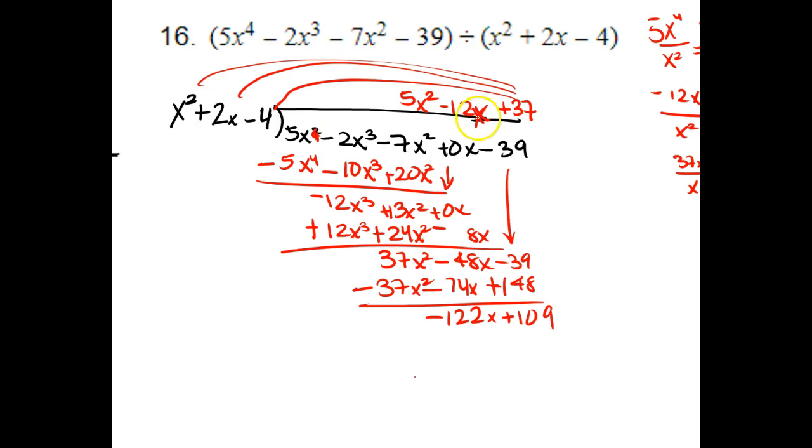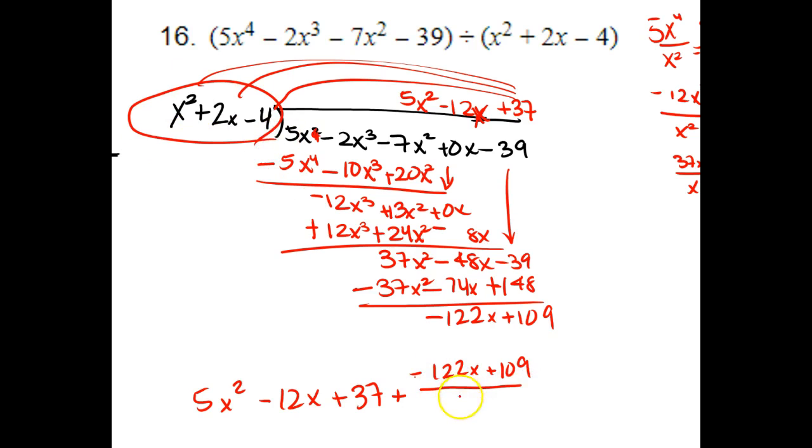So looking back up at the top, I had 5x squared minus 12x plus 37. And then remember, old school is just to say r, negative 122x plus 109. But I think we are grown enough to where we can write this as a fraction. So negative 122x plus 109. And then always, this goes in my denominator, what you were dividing it by. So x squared plus 2x minus 4.